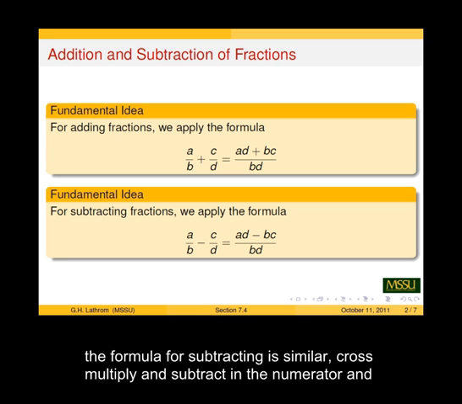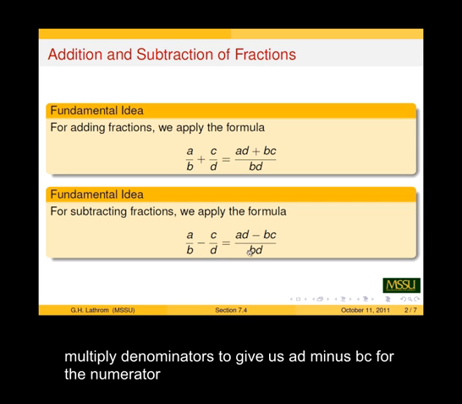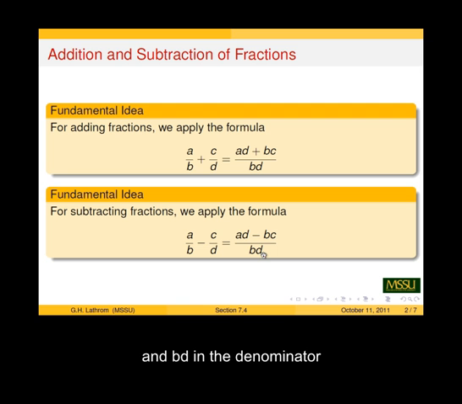The formula for subtracting is similar. We cross multiply and subtract in the numerator, and we multiply denominators. So this gives us AD minus BC for the numerator, and B times D for the denominator.